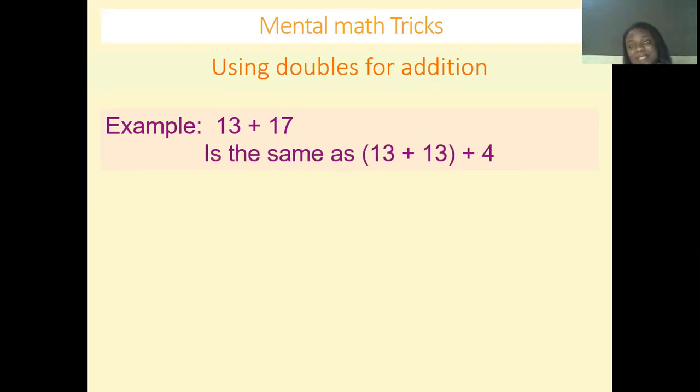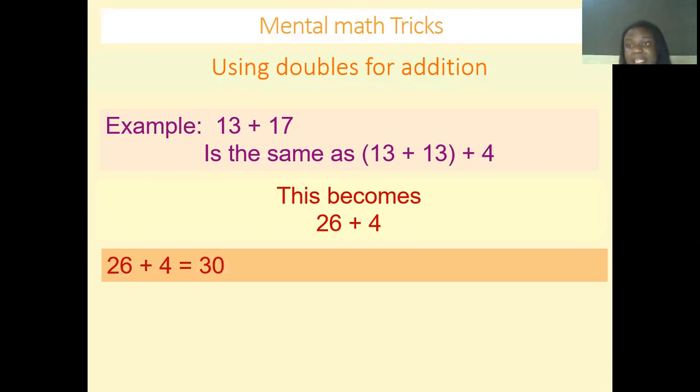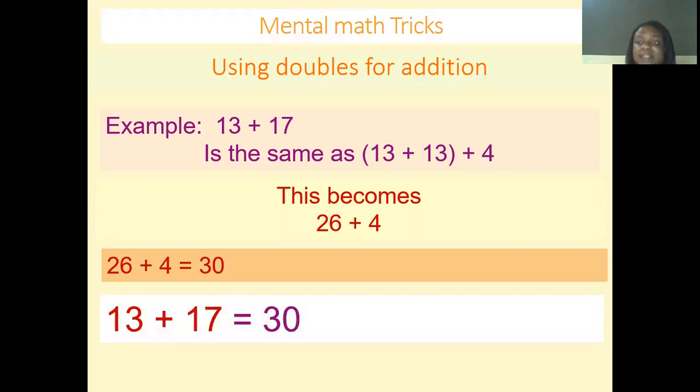Okay, so like I said, if you're good with doubles, you can easily find the value of a number multiplied by 2 or a number added to itself. Then you can use this trick. Okay, so 13 plus 13 plus 2 plus 4 equals what now? So 13 plus 13 is, of course, 26. And then 26 plus 4 is what we have. So 26 plus 4 is 30. So automatically 13 plus 17 is 30. Okay, so that's how to use the doubles for addition trick.